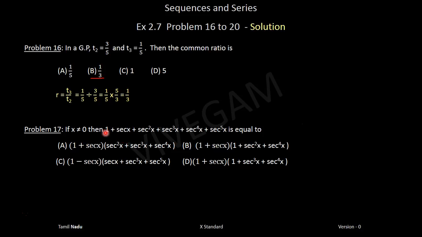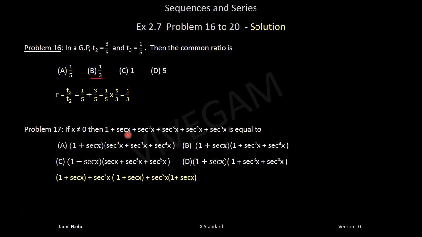So basically what we need to do is that this is 1 plus secant x. From these 2 terms, you can take secant square x out. So this will become 1 plus secant x. And from these 2 terms, you can take secant to the power of 4x out. So this will become 1 plus secant x. Then you can take 1 plus secant x commonly out. So this is how this problem needs to be worked. So now let's try it.